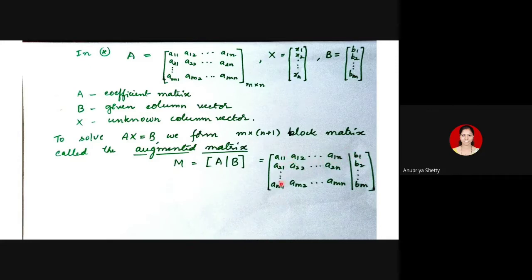The number of rows remains the same because in A as well as in B we had exactly m rows. So we formed a block matrix of order m by n plus 1. You call it an augmented matrix. By combining the coefficient matrix A with the given column vector B, you get this block matrix, usually called the augmented matrix. So M is considered one single matrix of order m by n plus 1.